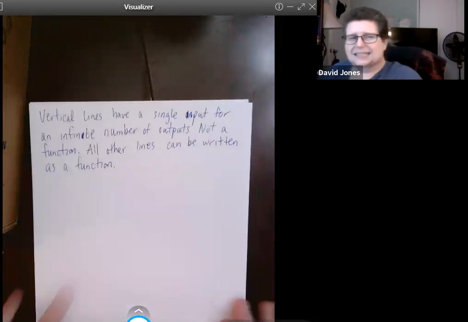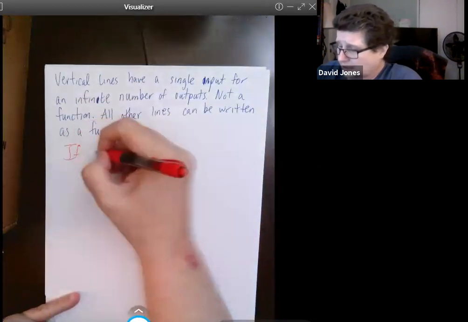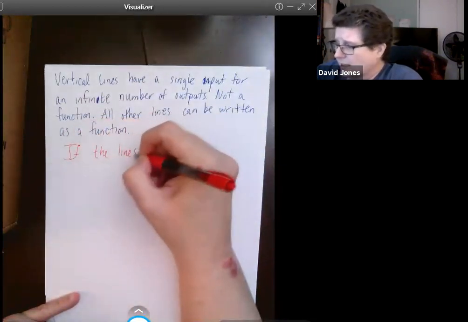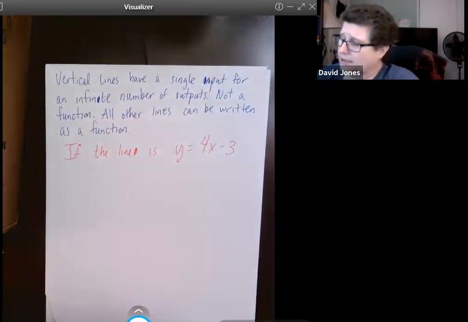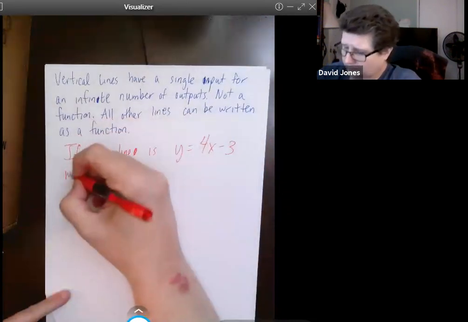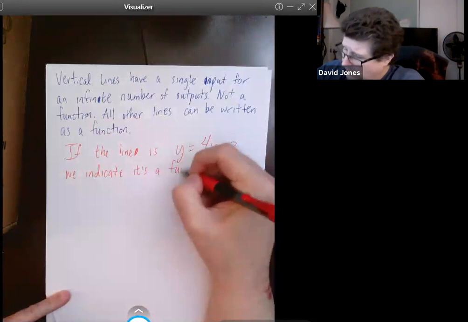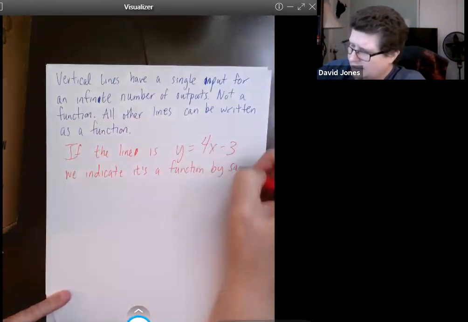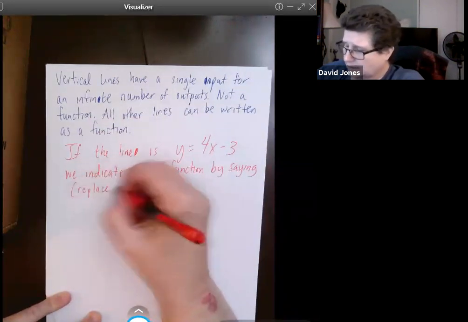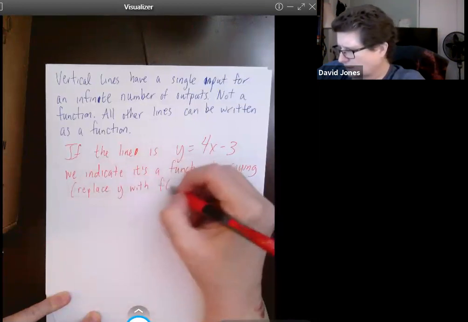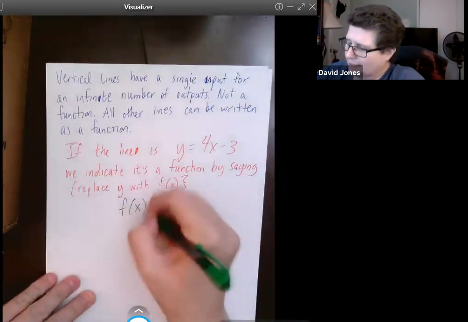And the way we indicate something as a function is if the line is y equals 4x minus 3, we indicate it's a function by saying we replace y with f of x. f of x equals 4x minus 3.